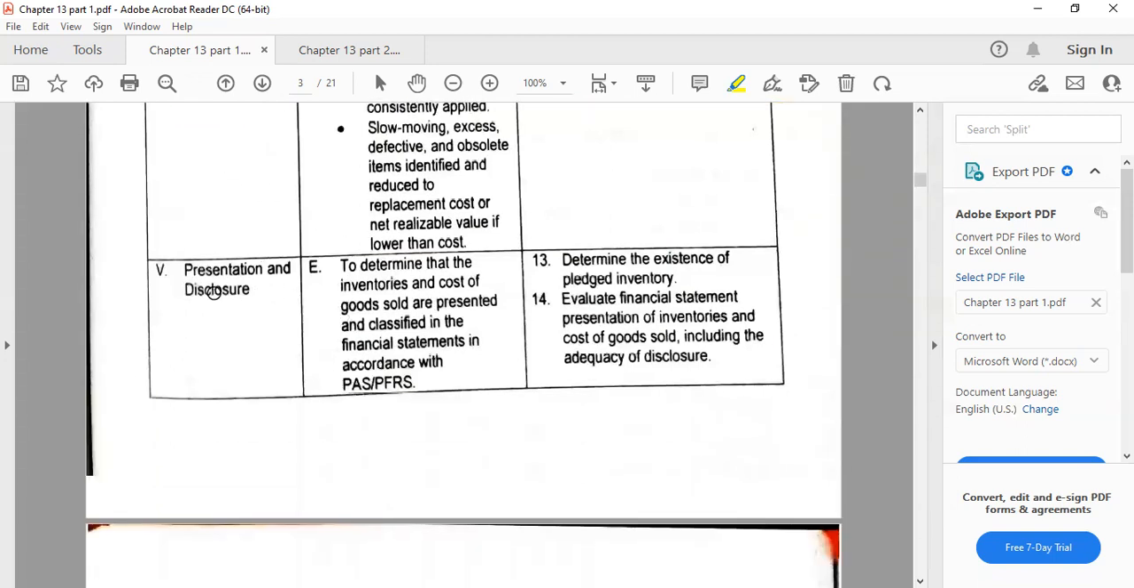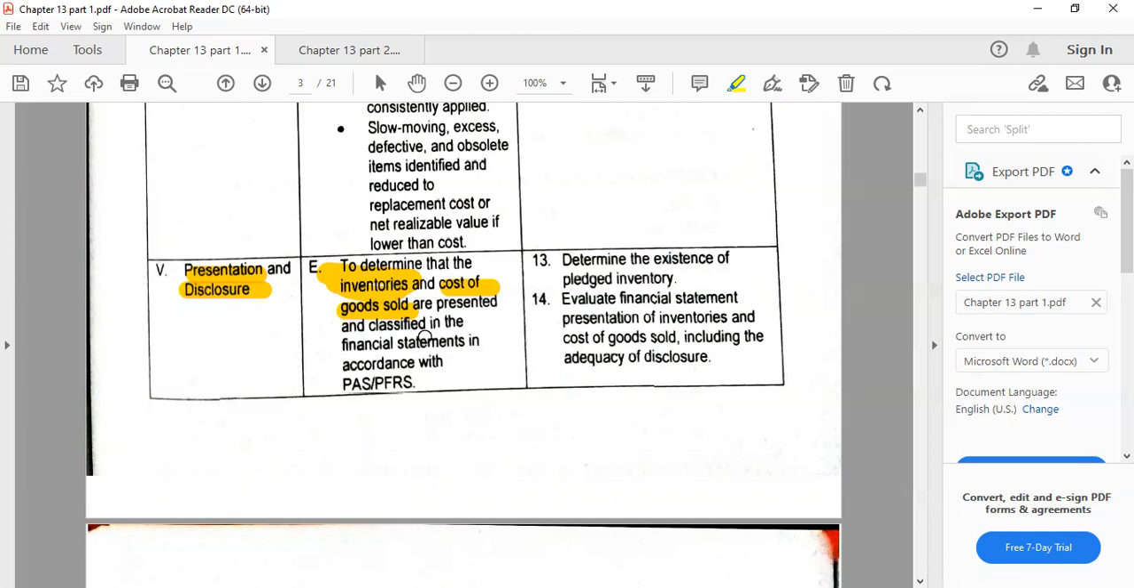Then the last assertion is presentation and disclosure. Our objective here as auditors is to determine that the inventories and cost of goods sold are presented and classified in the financial statements in accordance with PAS and PFRS. This is more on the form, where you present it. So we all know that inventories are presented as part of current assets, while cost of goods sold is presented in the income statement immediately after the net sales.